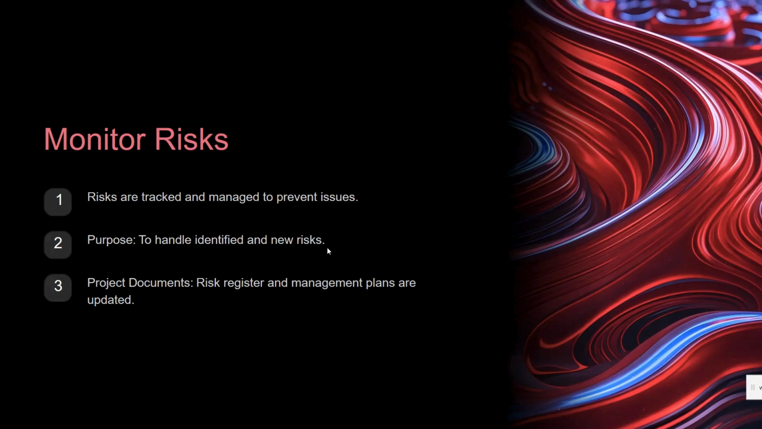Okay, so next we have the purpose of monitor risks: to handle the identified and the new risks. So we monitor identified risks and find any new risks that might pop up. We then implement a response to handle them. Okay. Next, we have the project documents: the risk register and management plan are updated. So the risk register and risk management plan are key to monitoring risks. We will also update the risk response strategies and the risk management plan as necessary.